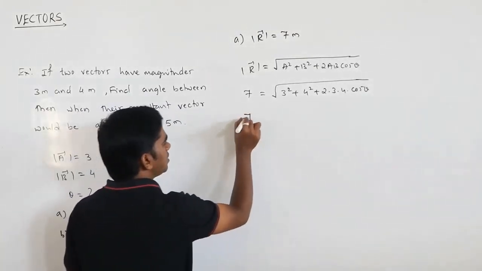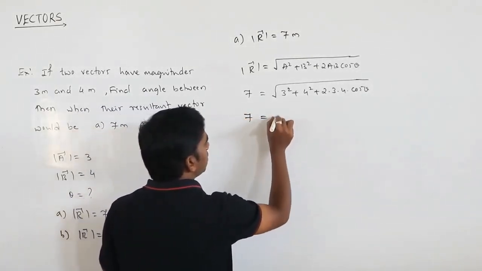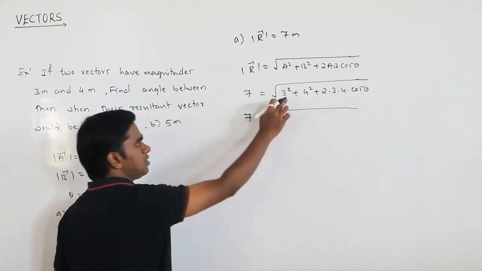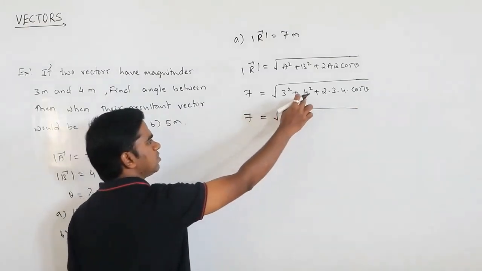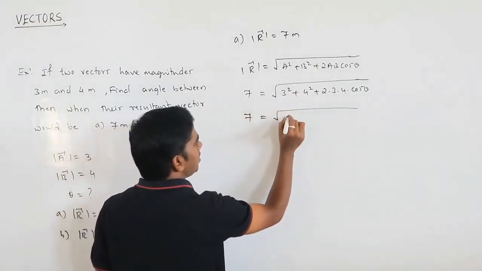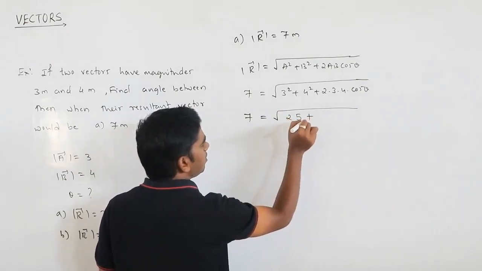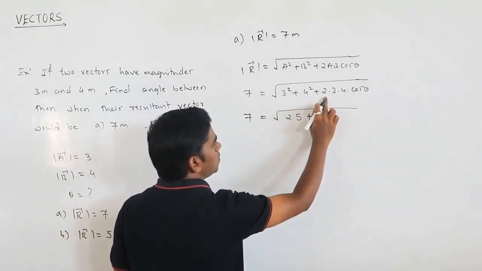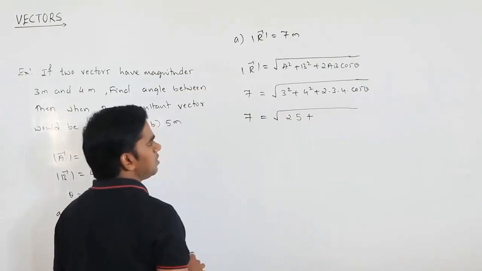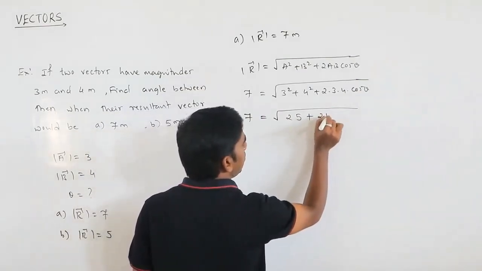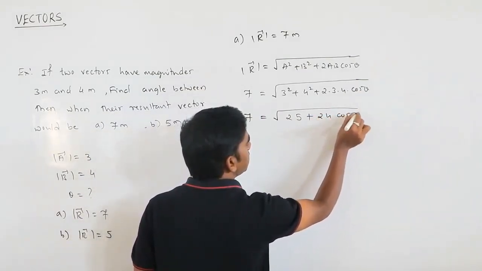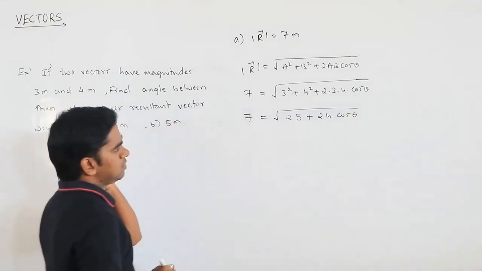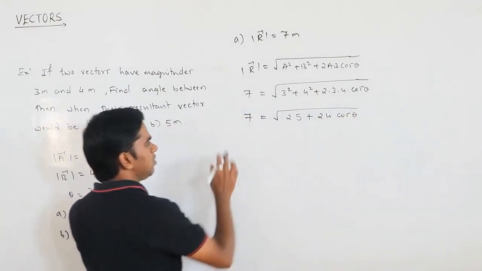So 7 is equals to root of 3 square will be 9 and 4 square will be 16. That means 25, plus 2 into 3 into 4, how much it is? 24. This will be 24 cos theta. Okay. So 24 cos theta. Squaring on both sides.